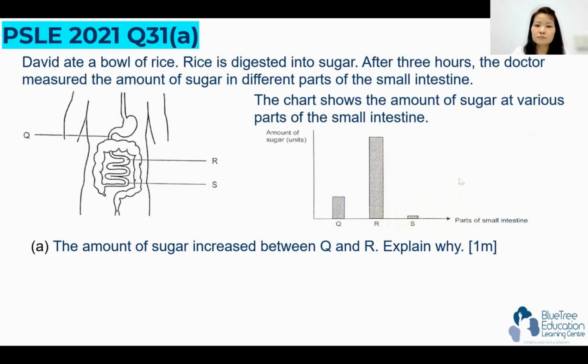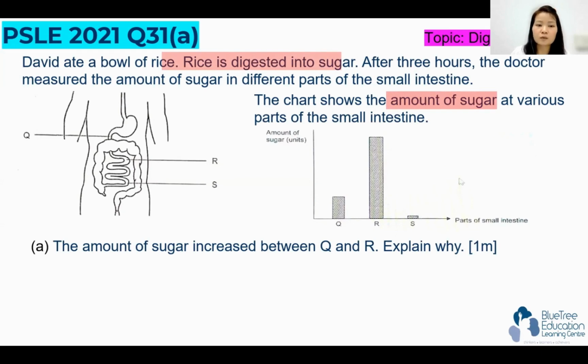So before you do that, would you be able to identify what is the topic? Anybody? Okay, so it's restated here. The topic is on the digestive system. If you take a look over here on the left-hand side, the key word here is: rice is digested into sugar. And this table shows the amount of sugar.